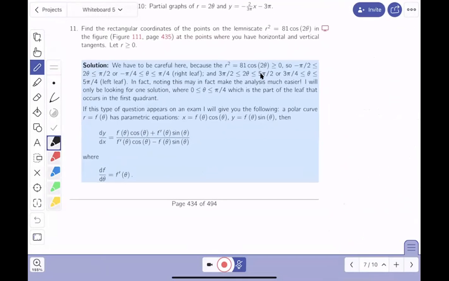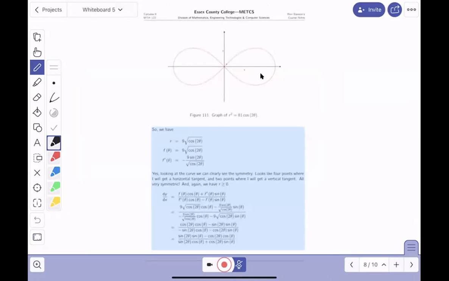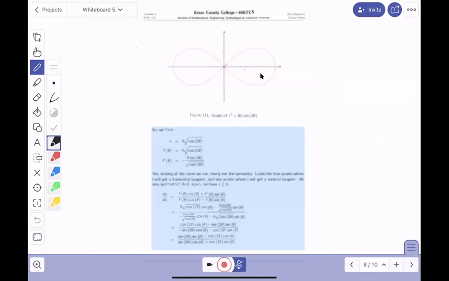All right. So this one over here says, find the rectangular coordinates of the point. And they give me a picture. I'm glad I got a picture. What they say is, at the points where there are horizontal and vertical tangent lines. So what I want to do is talk about symmetry in the curve. There's going to be a horizontal tangent line here, but these things are all symmetric. And there are going to be verticals over here. There's a vertical there and a vertical over here.